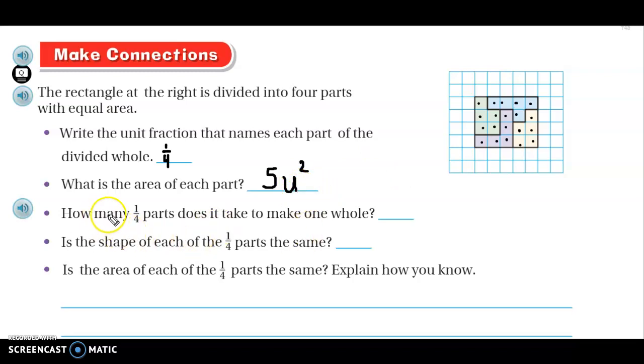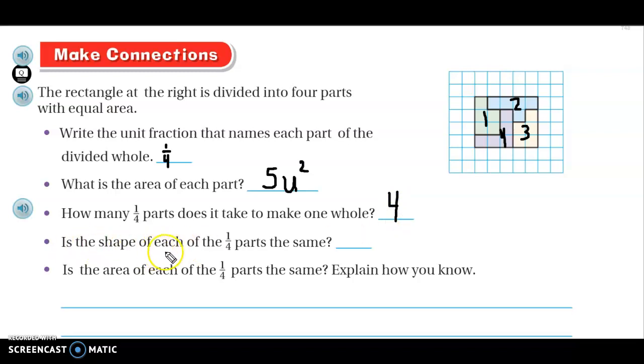All right. How many 1/4 parts does it take to make a whole? So how many 1/4 parts did it take? All right, that kind of goes back to what we did earlier. Let me get rid of my dots here. How many 1/4 parts? So we're thinking back to our fractions. How many 1/4 parts to make a whole? 1 part, 2 parts, 3 parts, 4 parts. So how many? It takes 4 parts.